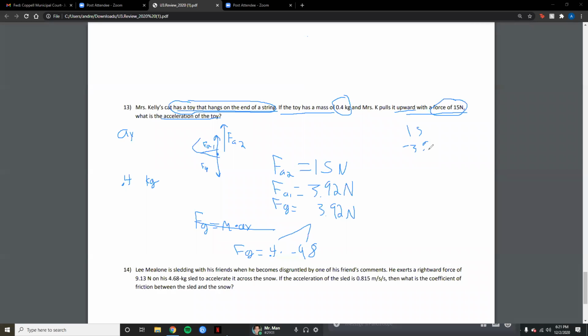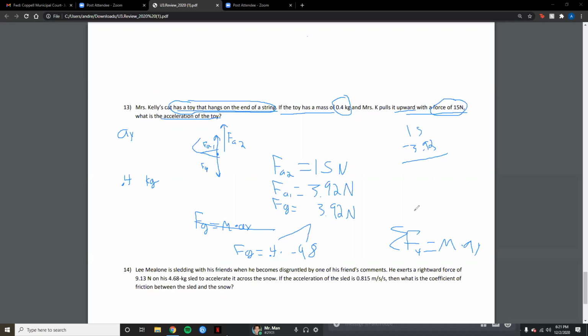Minus 3.92, right? Yeah, that's what I did. I emailed her and she said she's applying an upward force of 15 newtons. Looking at number 3, that's what I did. So it would be negative 3.92 plus 15 equals 0.4 times a. You would get 11.08, and then divide that by the mass, 0.4. So I got 27.7.